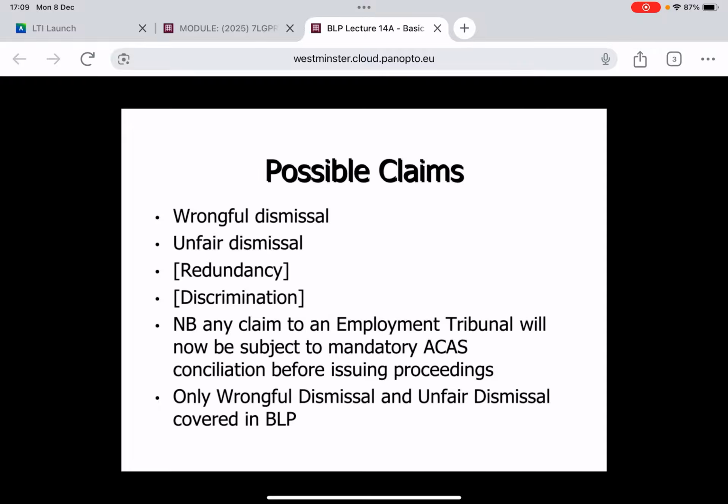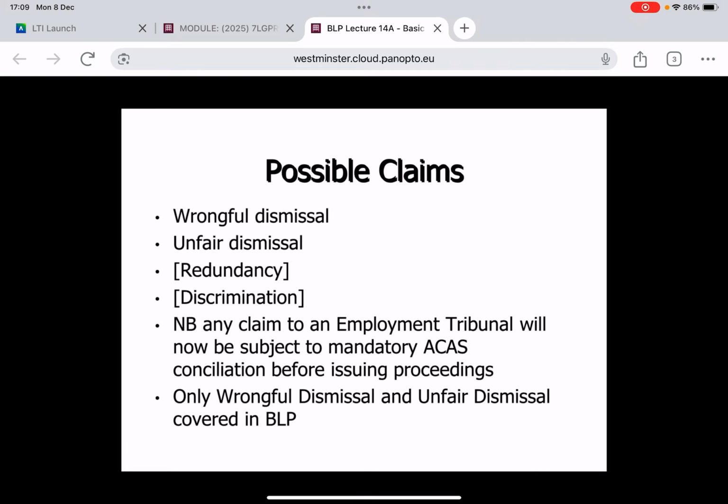And finally, discrimination. We don't look at this in detail, but it is an important claim in the sphere of employment law, given that such claims do not have a cap in terms of the amount that can be claimed. It's perfectly possible that claims can overlap, and we'll talk about this more later. There's now a requirement that anyone considering bringing a claim to an employment tribunal must make an early conciliation notification to ACAS to see if the claim can be resolved through conciliation rather than proceeding via a tribunal hearing.